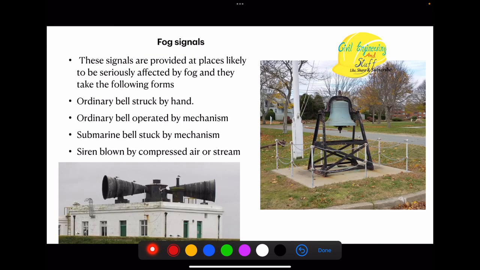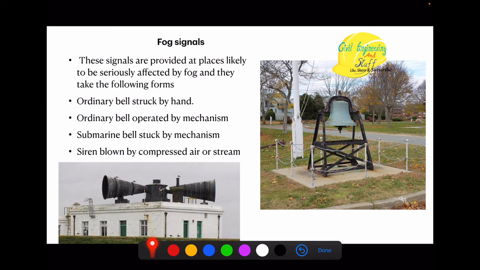All right, after that we have the fog signals. And fog signals, as the name indicates, through audio they try to divert the attention of the sailors towards them. Like lighthouses are through visual perception, fog signals are through audio perception. They work together also, in combination, for better navigation and to help in a much better way.